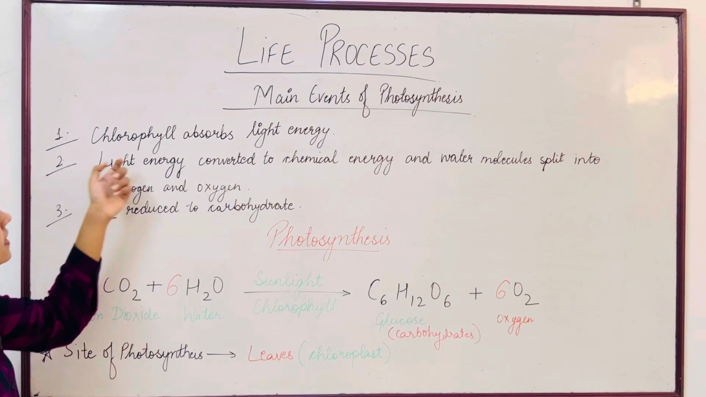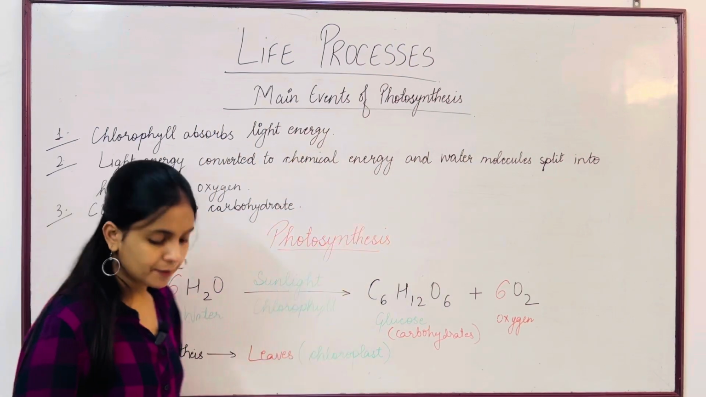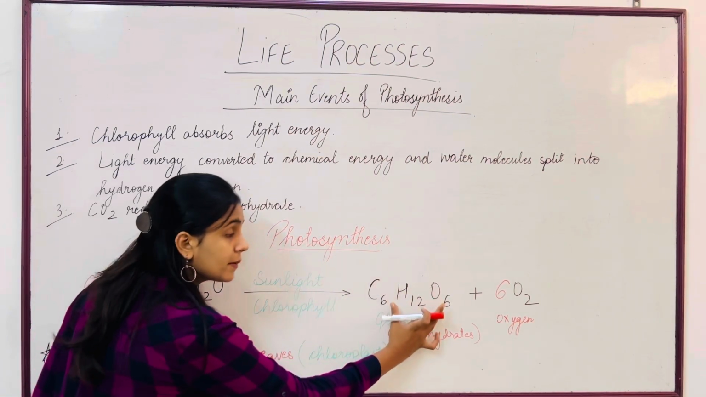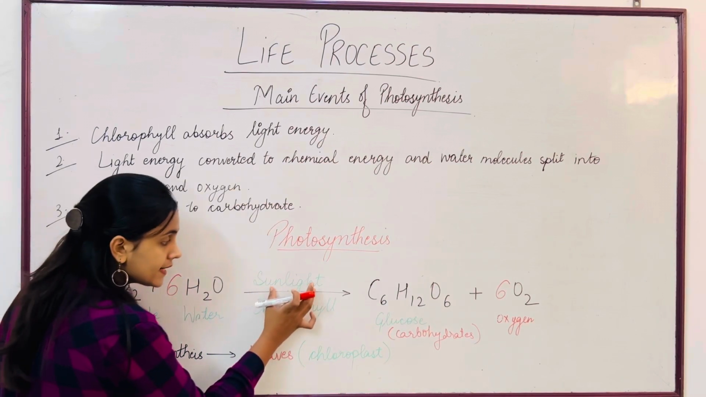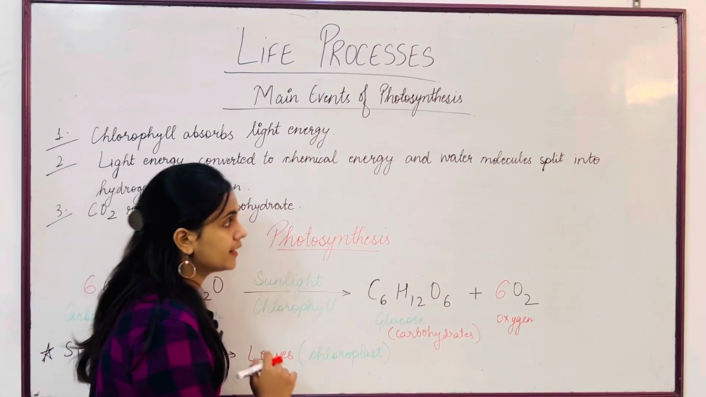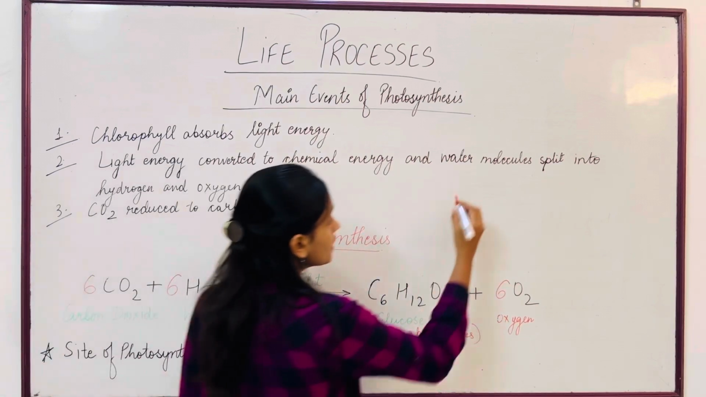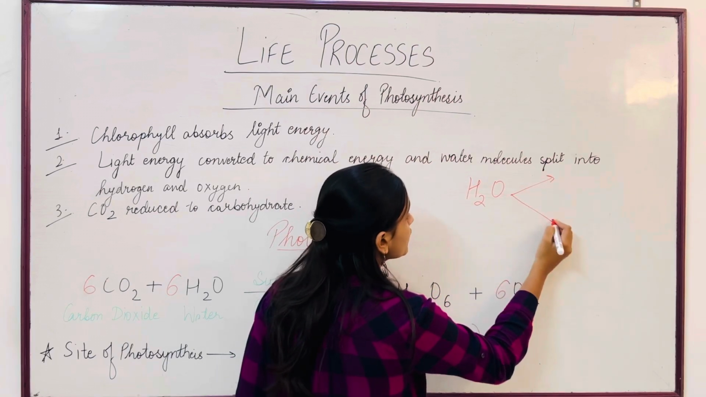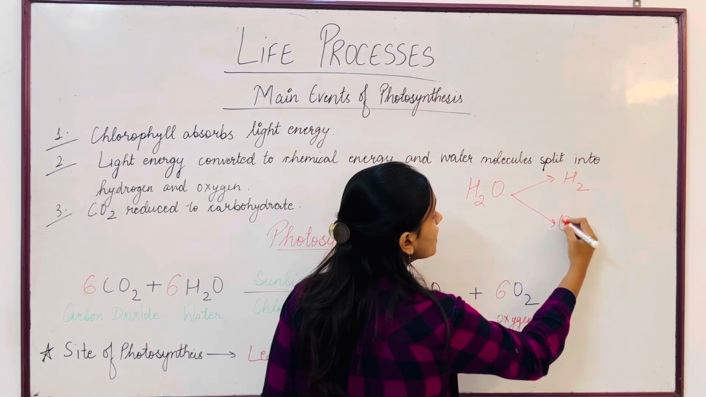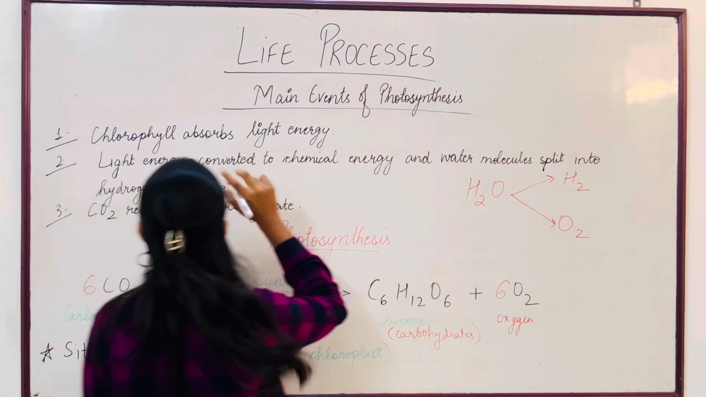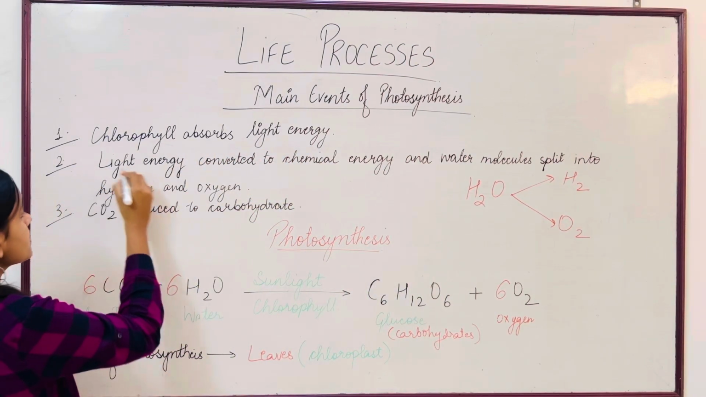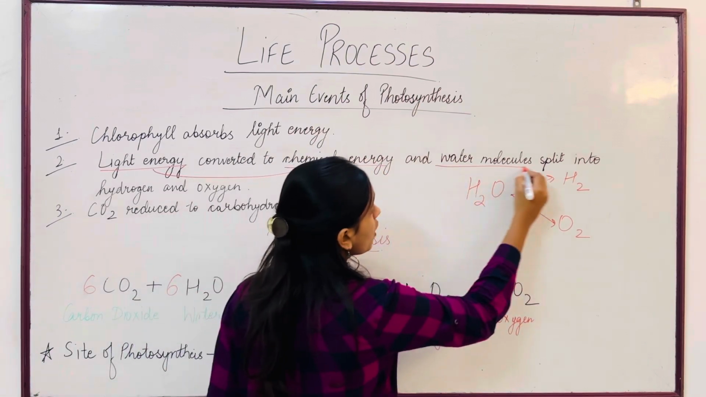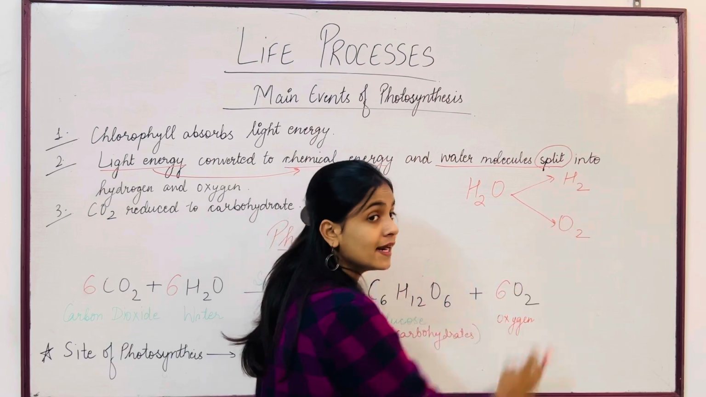The second event is light energy converted to chemical energy. See here, this was light energy and you are able to see now a chemical compound. So the light energy got converted into chemical energy. Now water molecules. See beta, you must have studied in chemistry that water molecule splits into two molecules, that is hydrogen and oxygen. So there are two steps in the second event. Remember this. Light energy is converted into chemical energy, and the second step is water molecules split into hydrogen and oxygen.